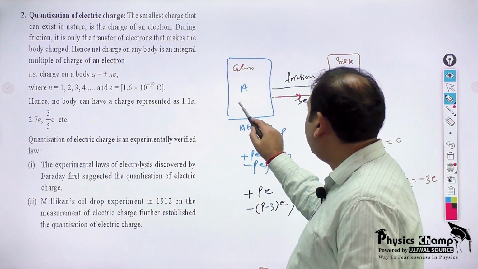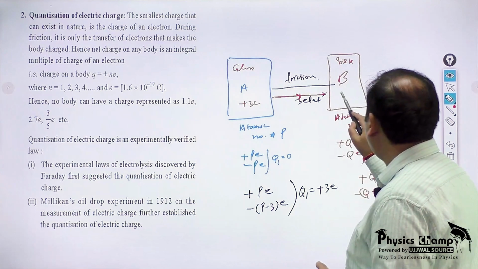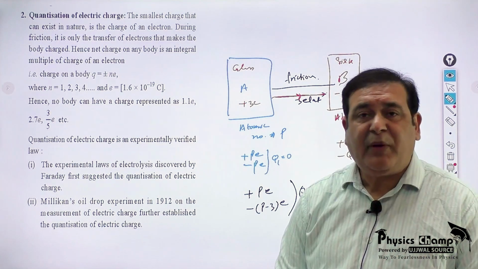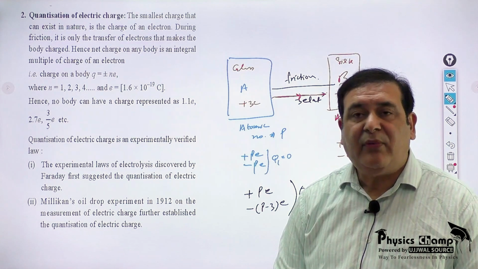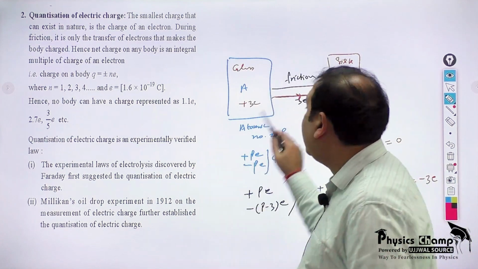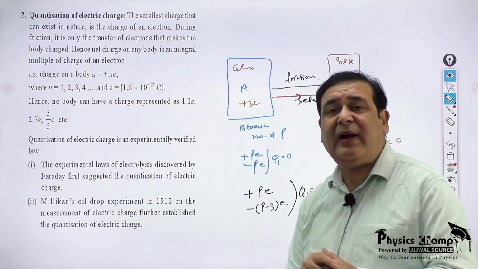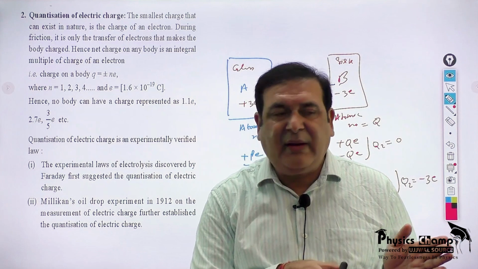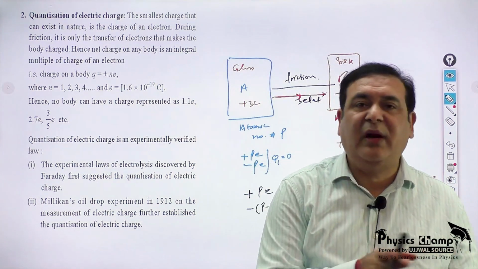It means glass has got a charge of plus 3e and silk has got a charge of minus 3e. In the process, there is no possibility of transfer of a fraction of an electron. It is never possible that half an electron will shift. It is never possible that 3/4 of an electron will shift. So the only possibility is the shift of one full electron, or 2 electrons, or 3 electrons, or n number of electrons.